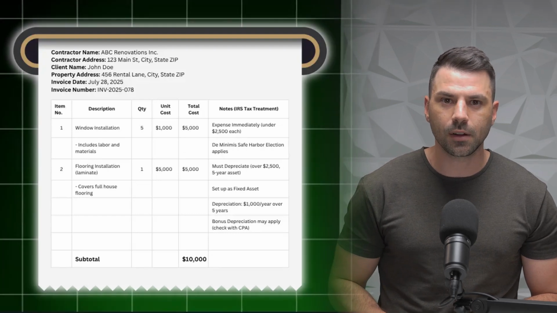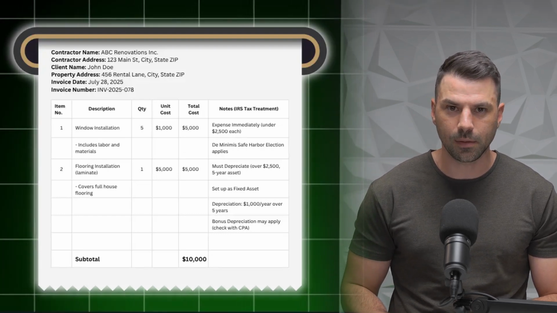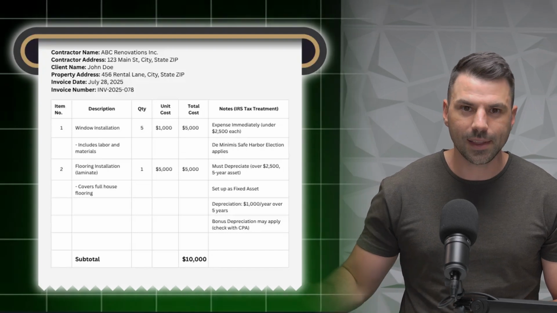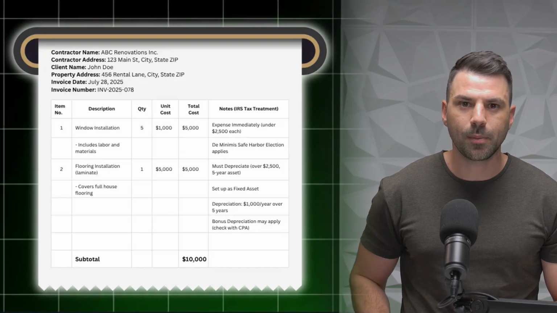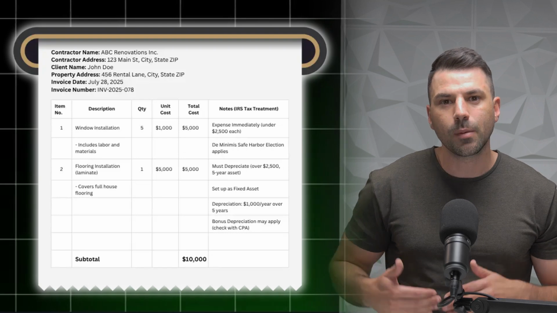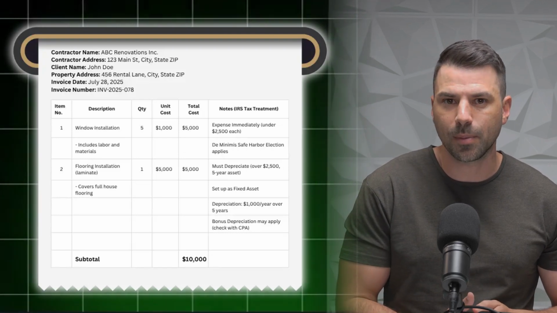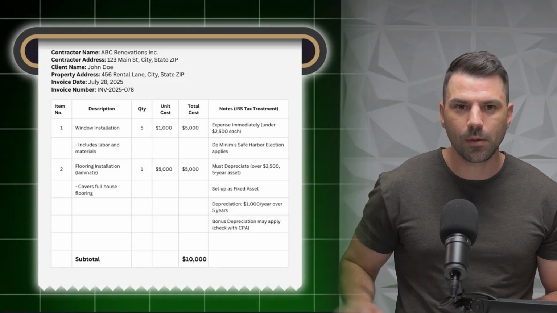Those are each under the $2,500 de minimis level, and we can expense that right away. We can take that as a repair, right? So we put that directly on the P&L, and that is usually going to be, from a tax play, the best opportunity for a lot of people. So great, we put that over there.